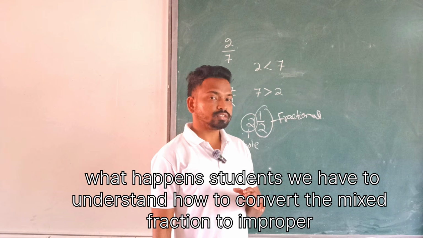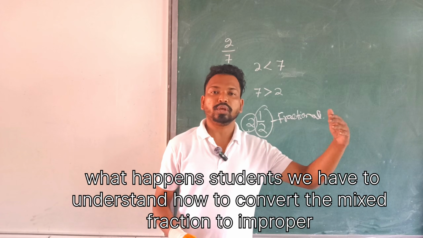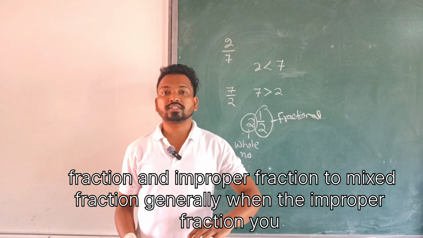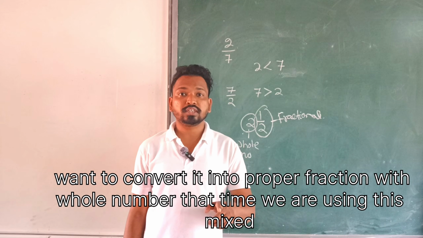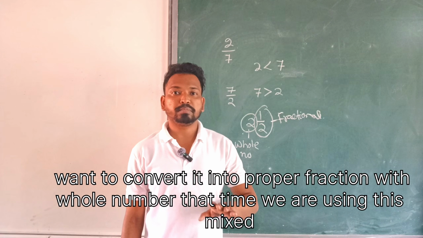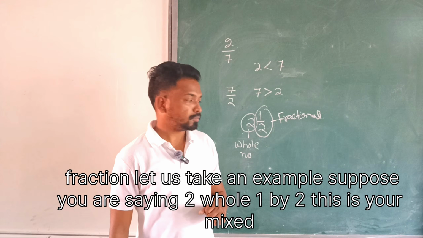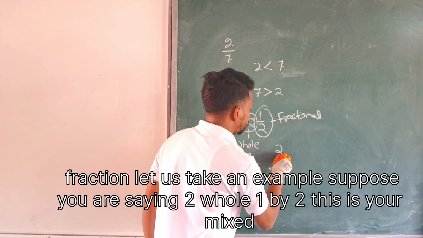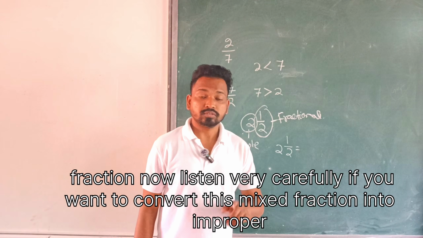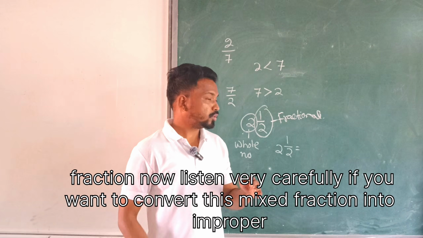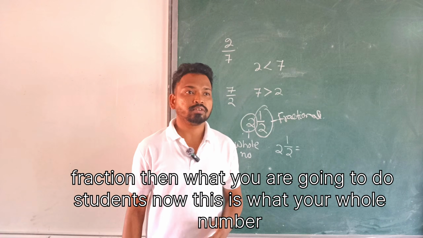Sometimes, students, we have to understand how to convert a mixed fraction to an improper fraction and an improper fraction to a mixed fraction. Generally, when you want to convert an improper fraction into a proper fraction with a whole number, that time we use a mixed fraction. Let us take an example. Suppose you are saying 2 whole 1 by 2. This is your mixed fraction. Now listen very carefully. If you want to convert this mixed fraction into an improper fraction, what are you going to do, students?